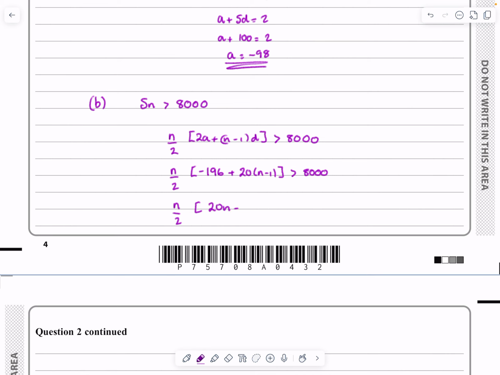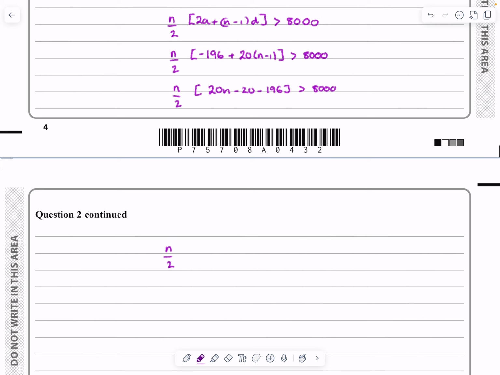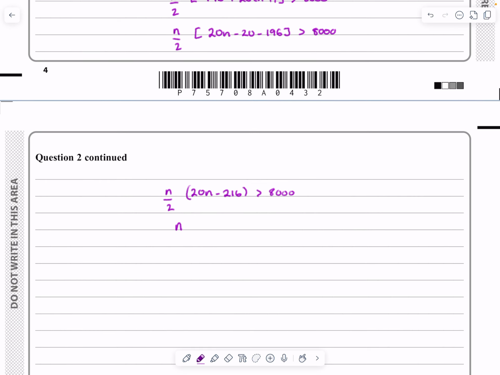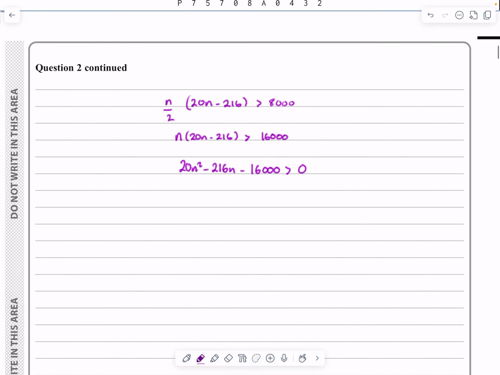I've got n over 2 times (20n minus 20 minus 196), which is greater than 8,000. So that's n over 2 times (20n minus 216) is greater than 8,000. So I'm just going to double everything up. n times (20n minus 216) is greater than 16,000. If you do it using fewer steps than me, it's absolutely fine. I'm going to get 20n squared minus 216n. Let's take the 16,000 over as well. Is greater than 0. So I just need to solve this inequality.